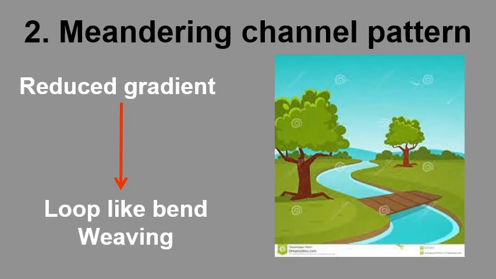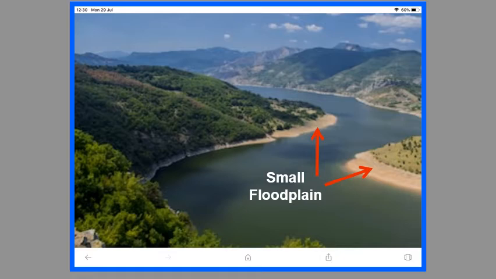Now, the other thing we know about a mature river is that it starts to form a meandering canal pattern. Because of the reduced gradient of the land, the river now starts to weave and wind across the land, forming loop-like bends. This photograph shows the meandering canal pattern of the mature river very nicely. Can you see how it's winding from side to side?